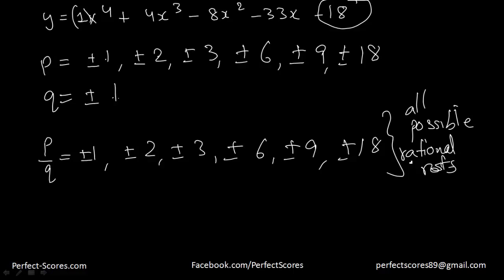That means the roots cannot be besides this. The roots have to be among these. Either 2 of them would be, or 3 of them would be, or 4 of them would be. Fine. So I hope you're able to understand what I'm trying to say here.